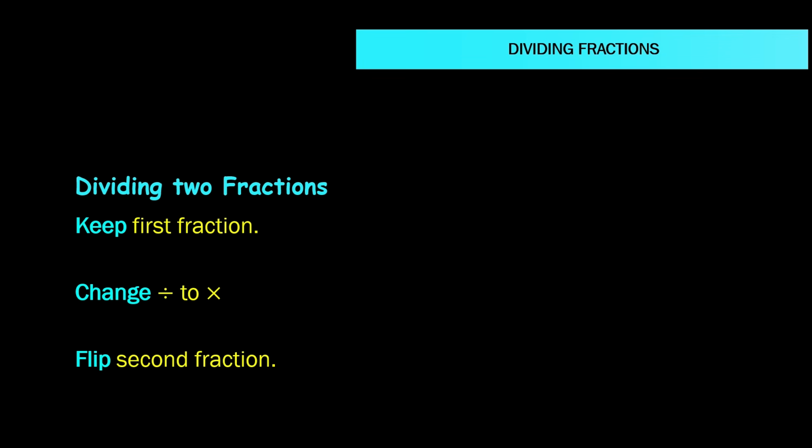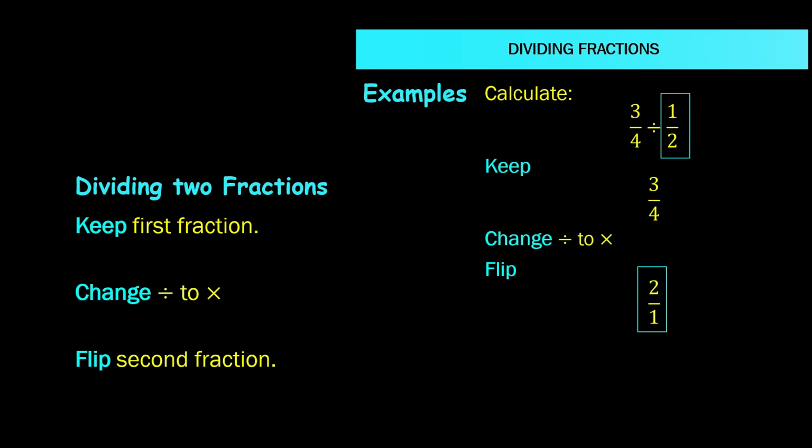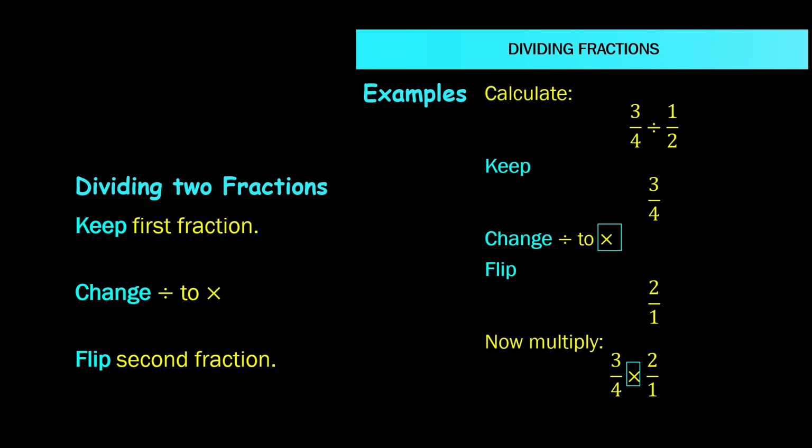Now let's take a look at another example. Suppose we want to calculate 3 over 4 divided by 1 over 2. We keep 3 over 4, we change division into multiplication, and then we flip. The reciprocal of 1 over 2 is 2 over 1. And finally we multiply. So 3 over 4 multiplied by 2 over 1 to give us 3 times 2 divided by 4 times 1, which equals 6 over 4.